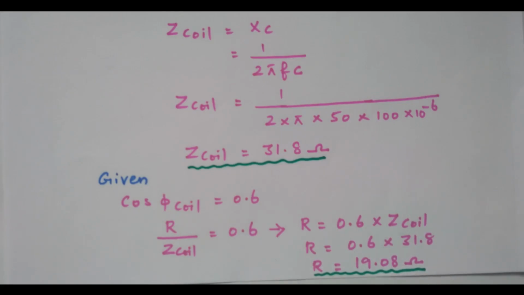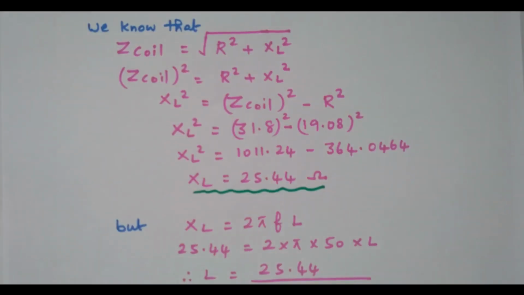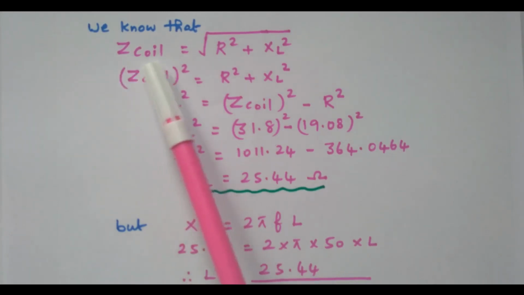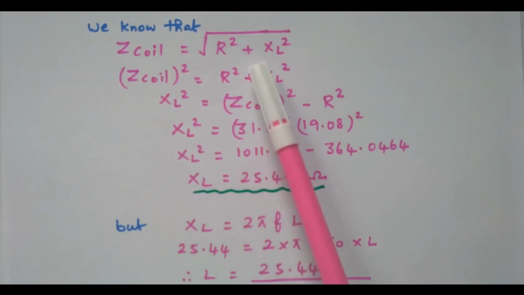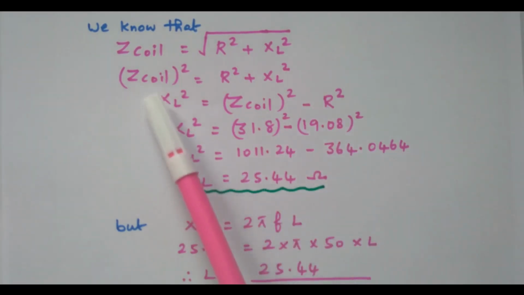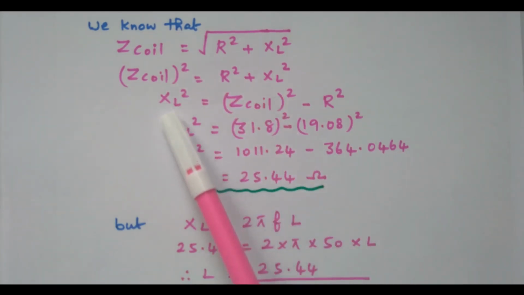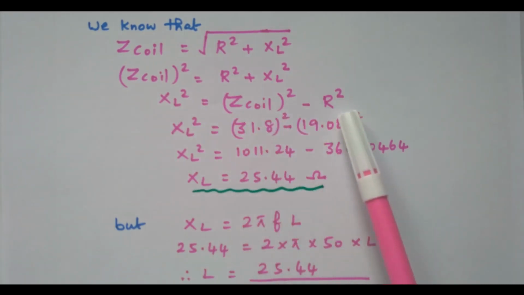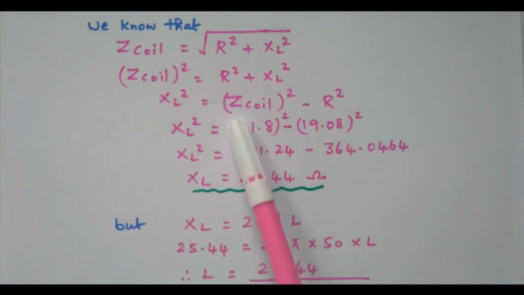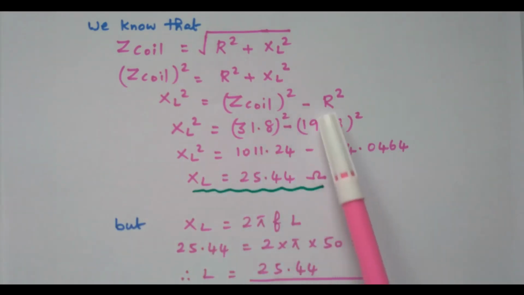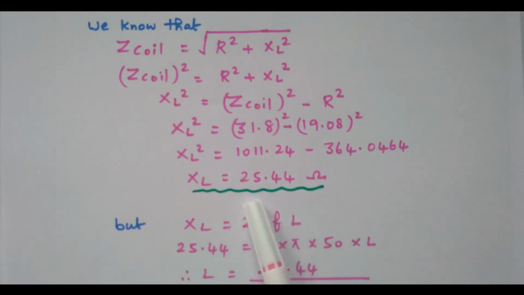Now we'll go to the inductor value. For inductor, first we'll calculate the Z coil. Impedance of the coil equal to square root of R square plus XL square. So by squaring on both the sides, Z coil square equal to R square plus XL square. We need XL square, so we can write Z coil square minus R square. Right? This R square is taken to that side. So XL square equal to Z coil square, we already calculated 31.8, minus R square, R value also just now we calculated 19.08. So by simplifying this, we got 25.44 ohm. The inductive reactance XL equal to 25.44 ohm.